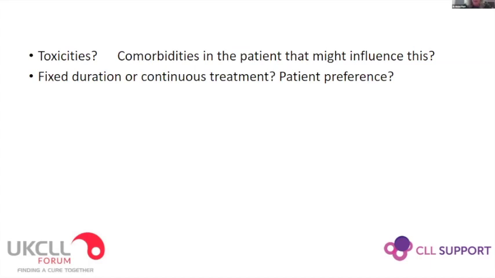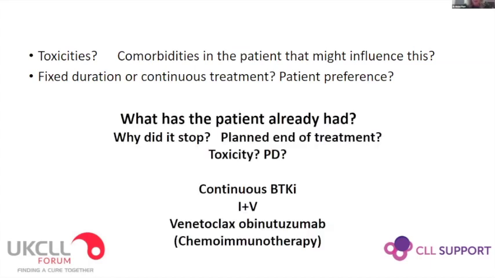But in the relapsed refractory setting, probably the most important first question is, what has the patient already had? And when we're thinking, sitting here right now, the potential options that patients might be having in the treatment naive setting obviously include I+V. So in the future, we might be looking at patients who've had I+V as their first line treatment. They might have had a continuous BTK inhibitor as their frontline treatment. They might have had venetoclax and obinutuzumab. It's possible we're still going to be encountering a handful of patients who have had chemoimmunotherapy as their frontline treatment and are now encountering their first relapse. So what has the patient already had?